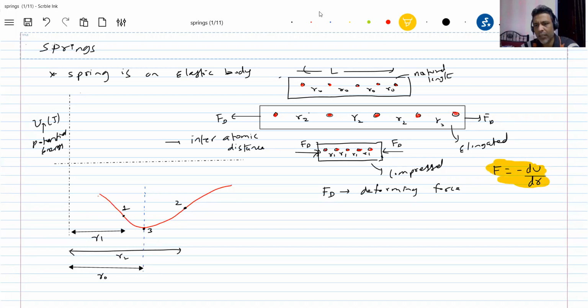F equal to minus dU by dr. So let's come for this at point 2. At point 2, what is the length? What is the distance between atoms? It is more than natural length, no? Then I'll calculate the slope at this particular point. If I calculate the slope, what do I get? Positive or negative? Positive slope, no? Positive.